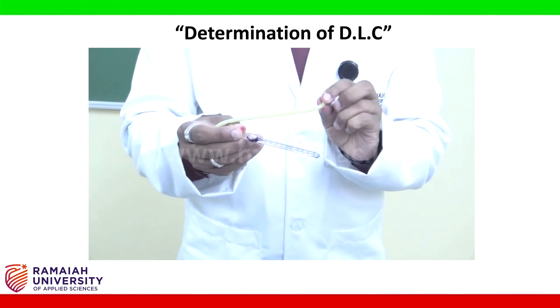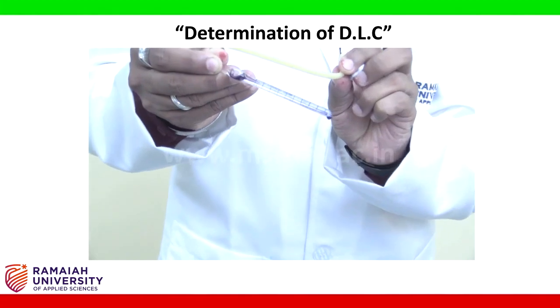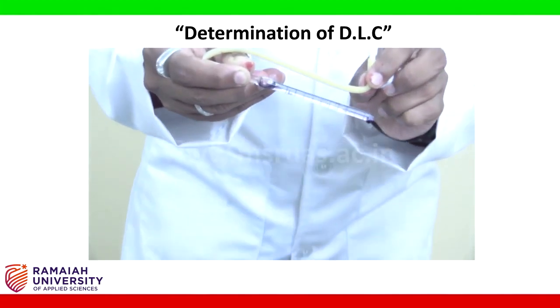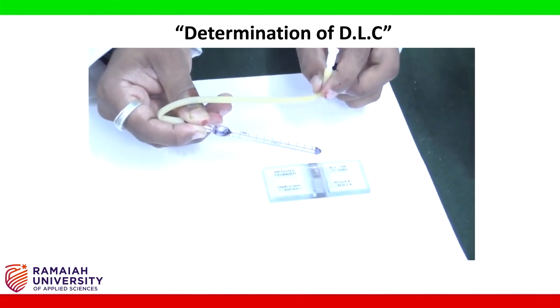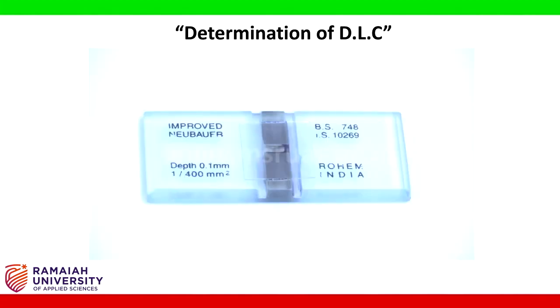Then allow a small uniform droplet to be formed at the tip of the pipette, and this droplet is charged onto the Neubauer's chamber. Avoid overcharging or undercharging of Neubauer's chamber, and care should be taken. There should not be any excess fluid in the H canal of Neubauer's chamber. After charging, the Neubauer's chamber is allowed for settling down of cells for 3 to 4 minutes.